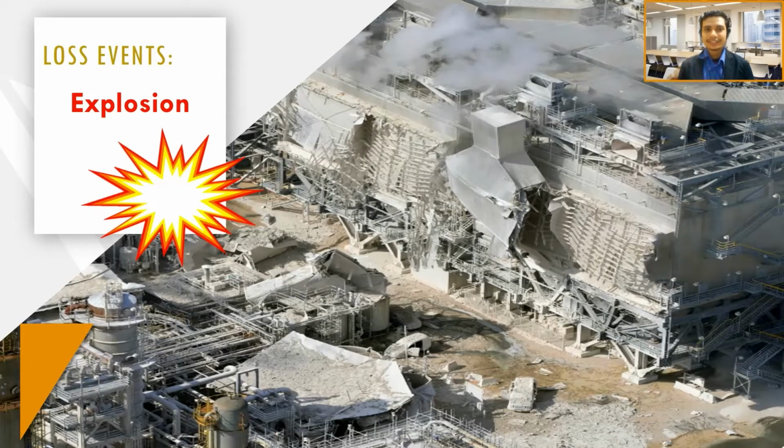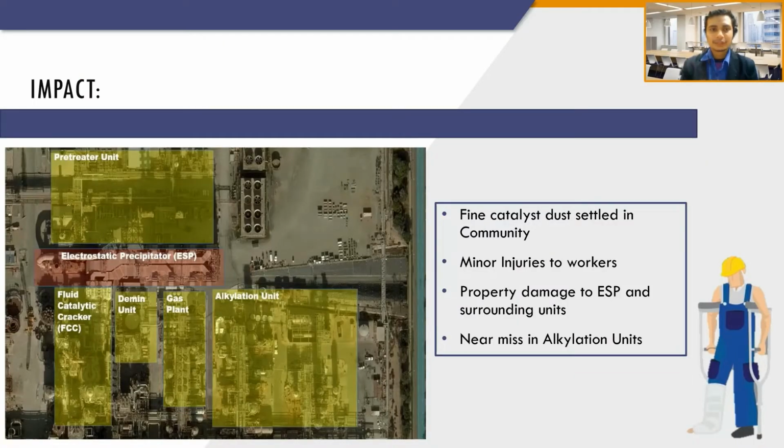The last event that occurred is the explosion in the ESP. Among the impacts of the explosion is that fine catalyst dust settled in the community because this refinery is located in the center of the city. Next, from the explosion, there were many injuries to workers and also property damage to the surrounding units. Also, there was a near miss because the ESP debris impacted scaffolding around the alkylation unit.